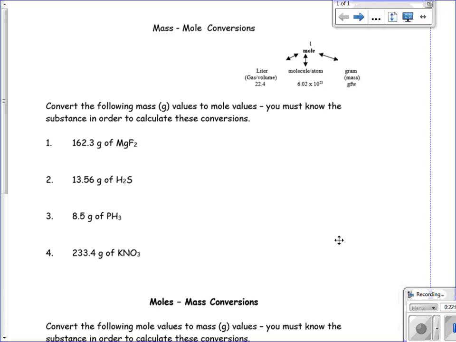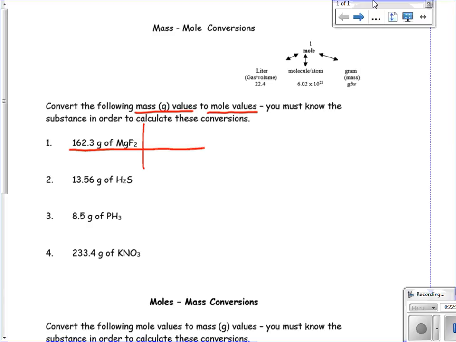Okay, so let's take a look at some practice problems. So for here, I'm going to be converting the following mass values to mole values. You must know the substance in order to calculate these for the conversions, because you have to be able to look them up on the periodic table. So, first things first, I'm going to draw my T-chart, just like I used to before, and you don't have to do the beginning part of the T-chart, because you can do it right here.